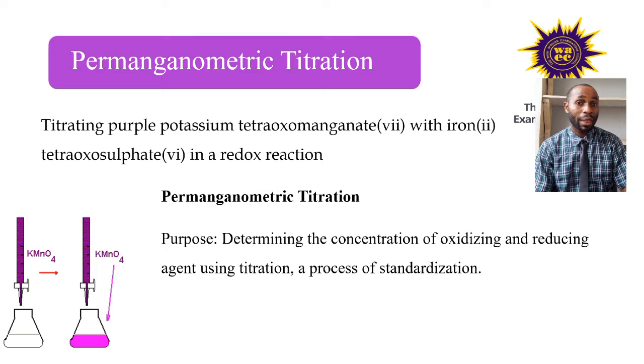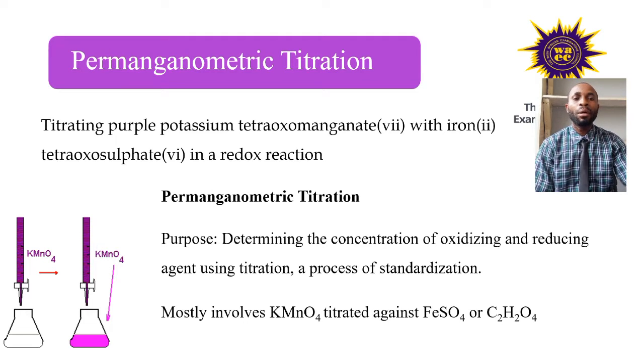This process is actually a standardization process. You need to know that. This type of titration involves potassium tetraoxomanganate 7 titrated against iron 2 tetraoxosulfate 6 or ethane dioic acid. Remember, FeSO4 here is a reducing agent, just like C2H2O4 is a reducing agent.